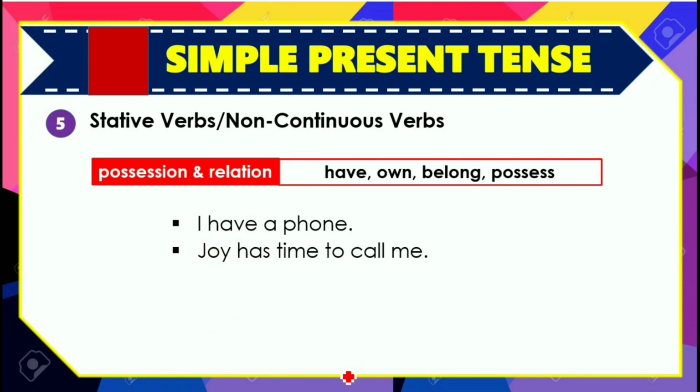Another use of stative verbs is when you talk about possessions and relation. Like when you use these verbs have, own, belong, or possess. For example, I have a phone. Or Joy has time to call me. I is our subject, and this is our stative verb, while Joy is our subject in the second sentence and has is our verb. Joy is singular while has is also singular.